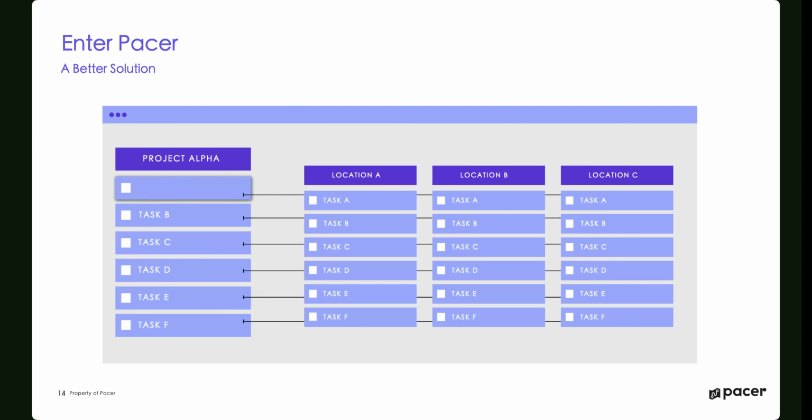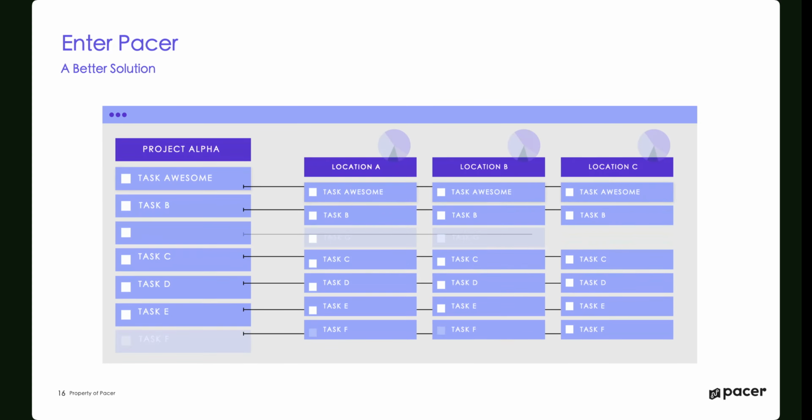If you have to make a change in the middle of the project, like task A turns to task awesome, once you make that change at the project level, it automatically adjusts every single task where that exists across every single location.